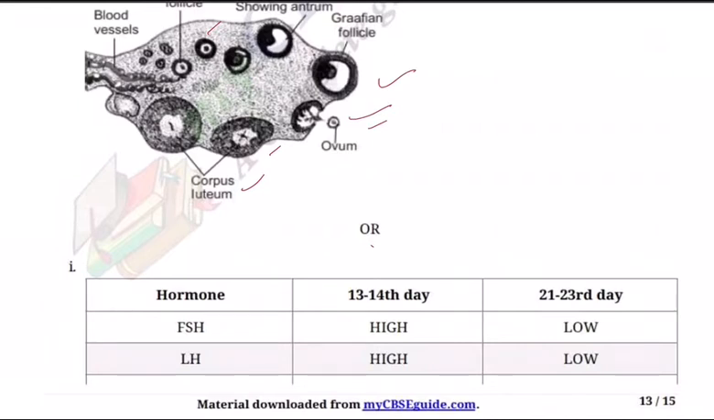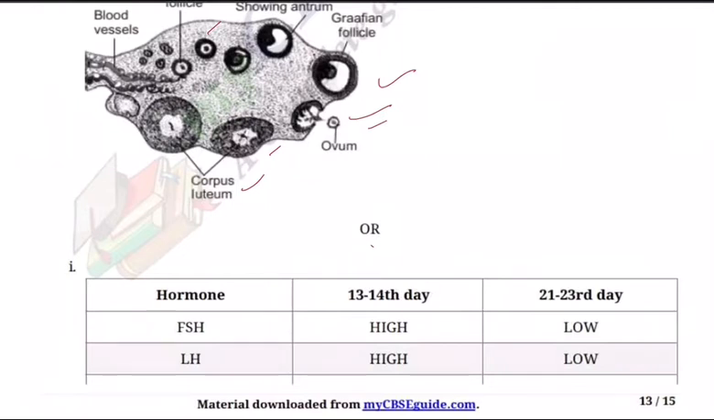Suppose you felt difficulty in answering that, then you have a choice. What is the choice question? The events of a menstrual cycle are represented below. Answer the questions following the diagram. He has given you menstruation 1 to 5th day, then follicular phase 6th to 15th day, followed by luteal phase 16th to 28th day. Based on the diagram, there are questions.